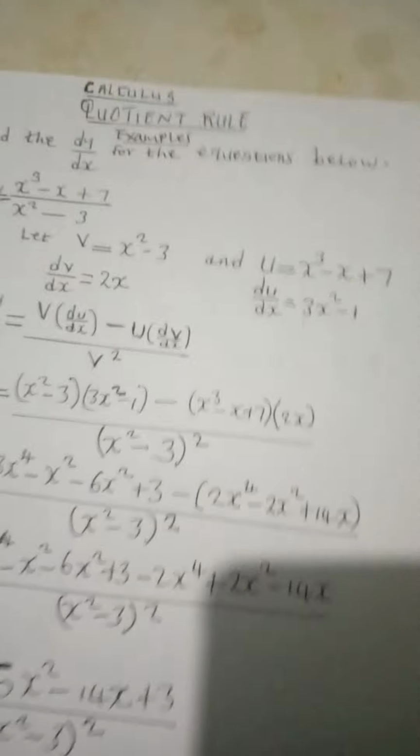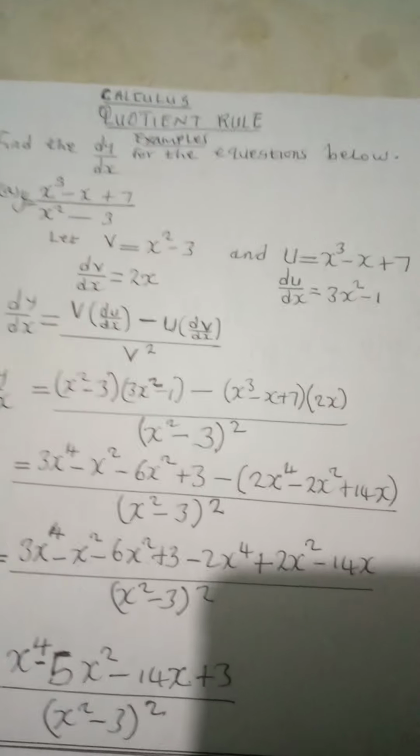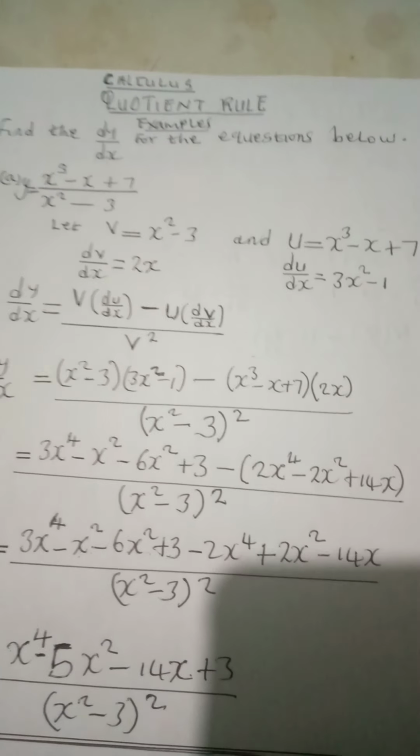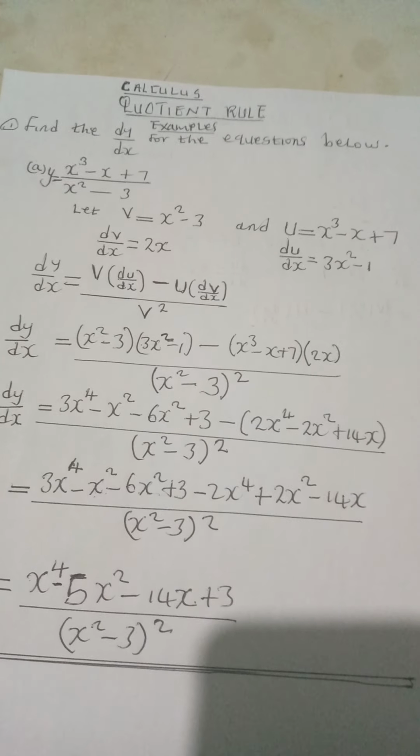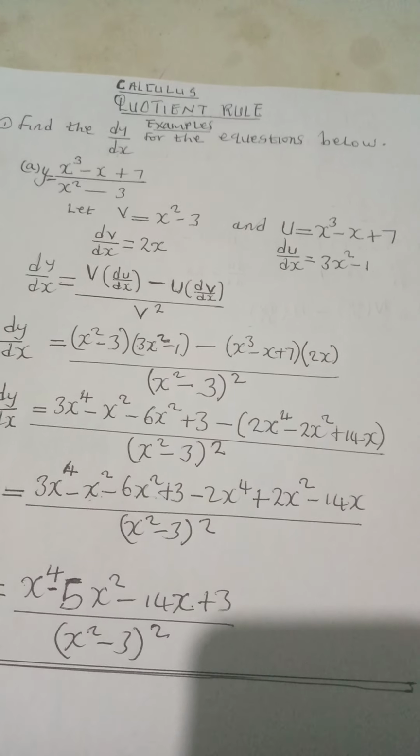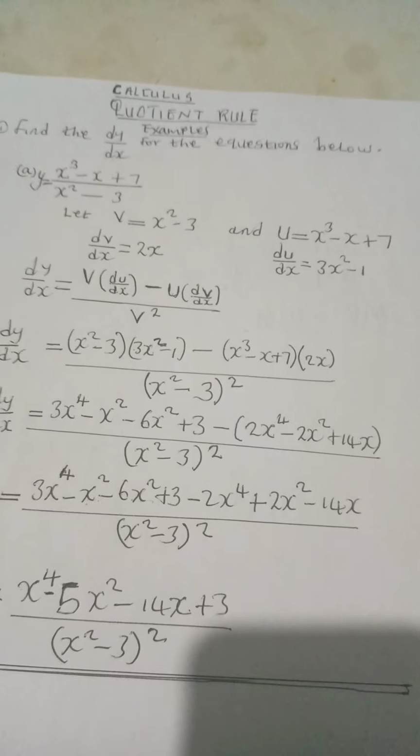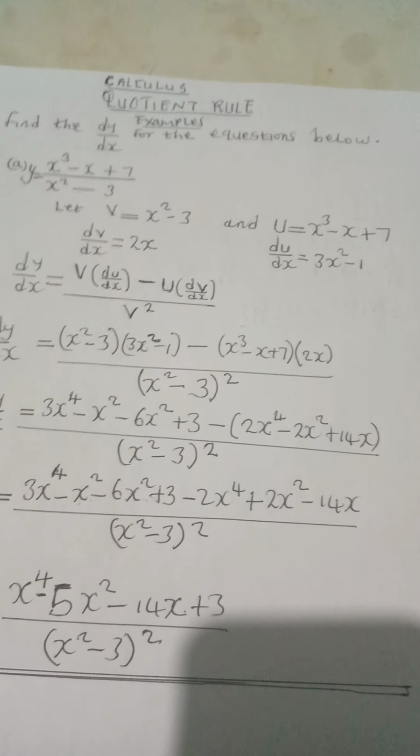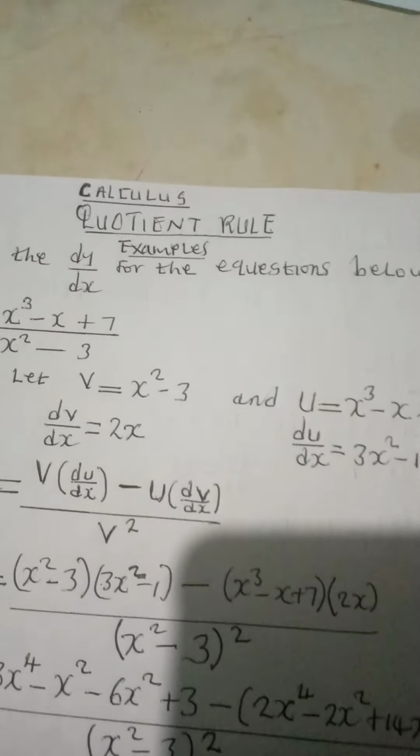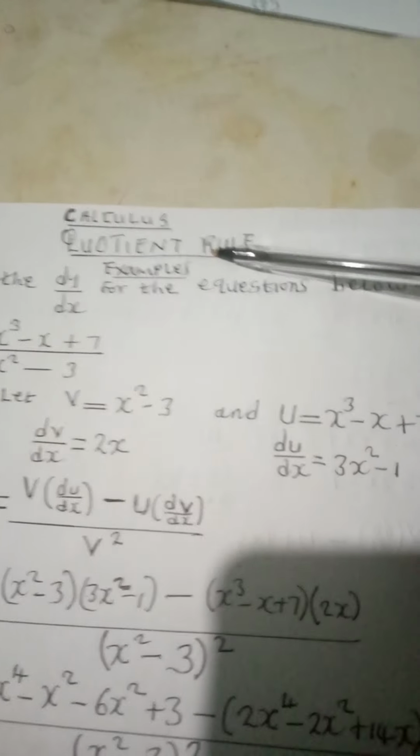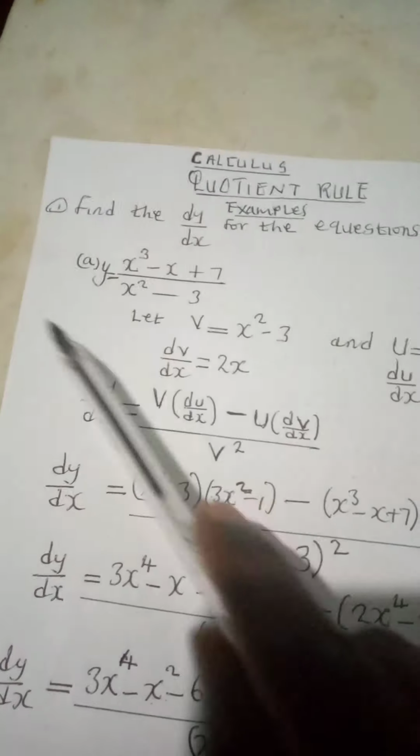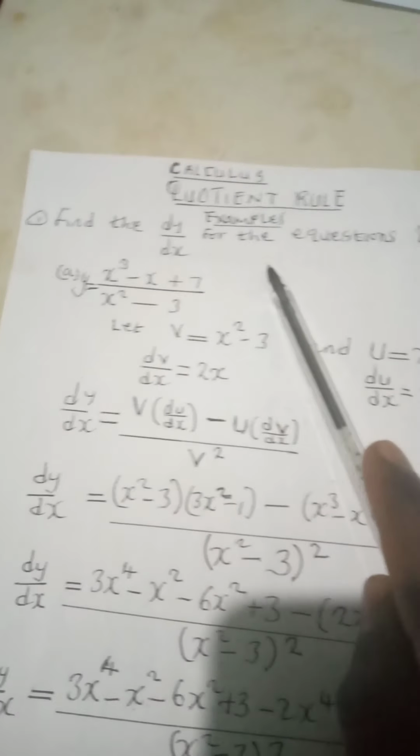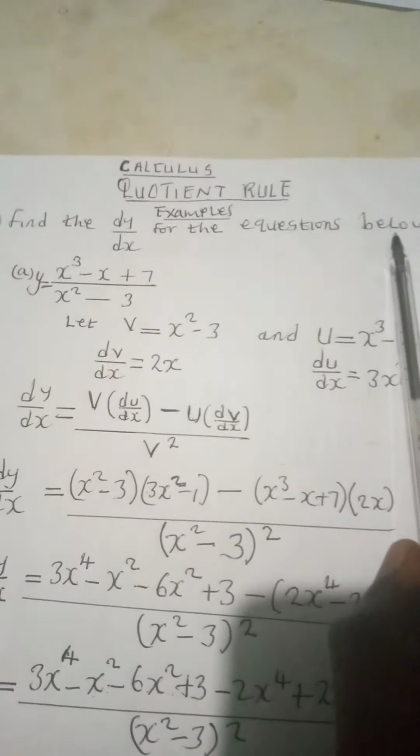This part is what we call differentiation again, but now we are looking at the quotient rule. It's a part of differentiation where you are given a question that has a numerator in the form of an equation and the denominator again is an equation. The meaning of quotient is division, so we can also call this the division rule. We look at examples. The question says find the dy dx for the equations below.